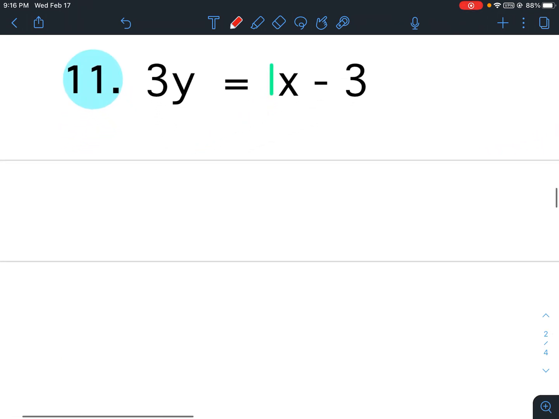I want to solve for y. I want to isolate the y. So how would I get the y here by itself? Well, 3y means 3 times y. That's multiplication. So the inverse operation here would be to divide. And what you do to one side of the equation, you must do to the other side of the equation. So we're actually going to divide every single term by 3.